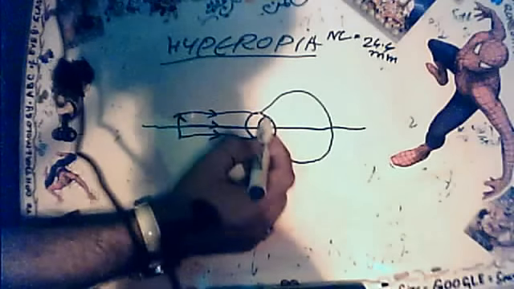Like the object, the lens. Generally the rays focus beyond the fovea, somewhere here. It has to be brought over here. So then what happens? You need converging, convex lenses, and when they are brought in, the rays focus here. This is how it is corrected.